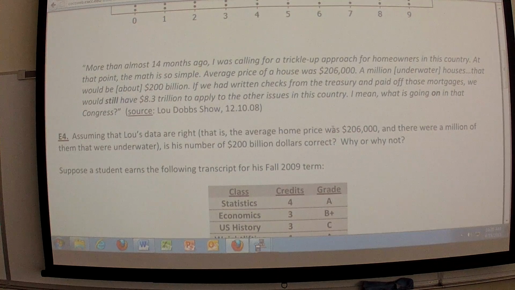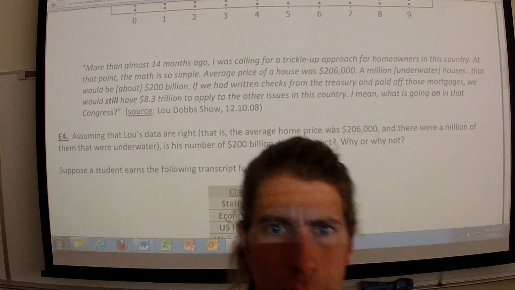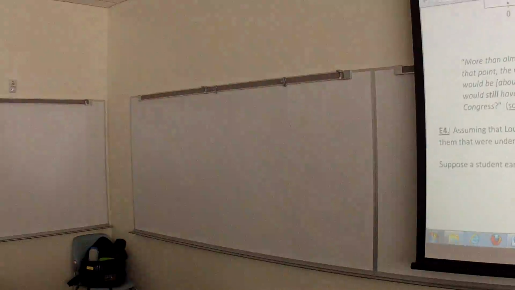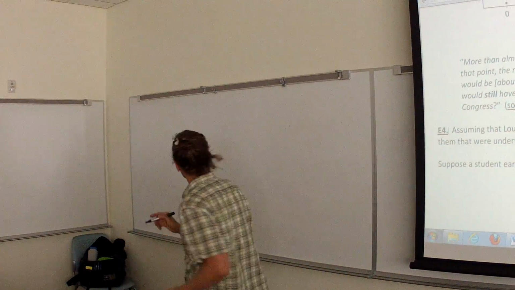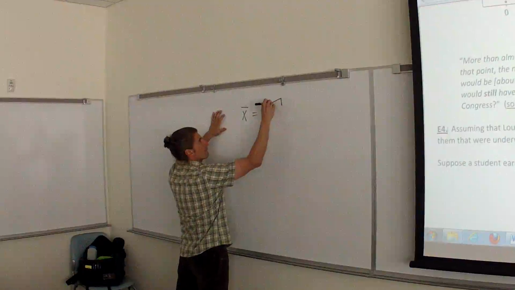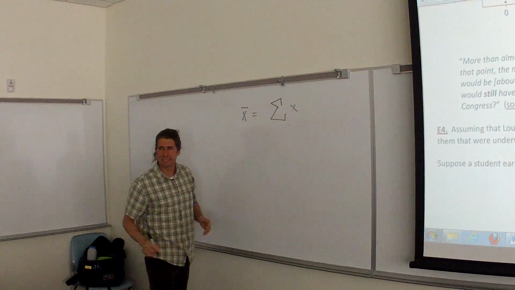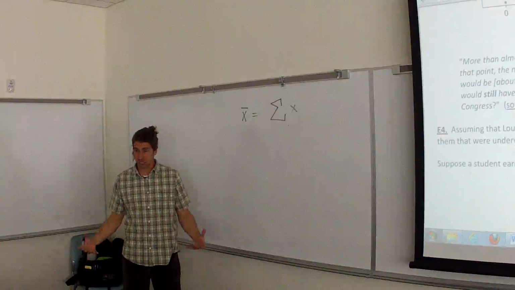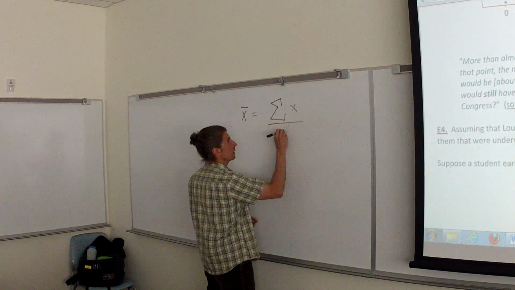We know actually the formula. Let me slide this over a little bit so we can see the board. What is it? Big sigma, which means sum, X, right? Any X average, yes, it's big sigma X. And what does that mean, big sigma X? It means the sum, the cumulative. You're summing all the data up, divided by n. Okay, good.